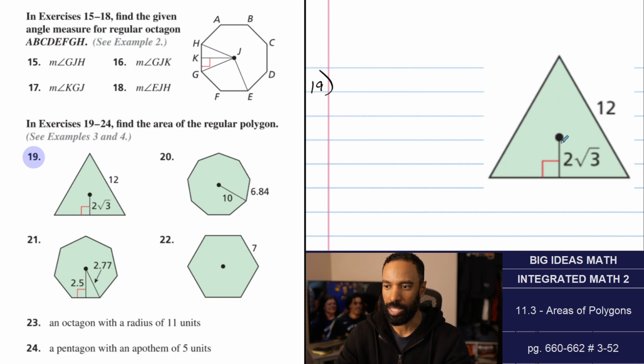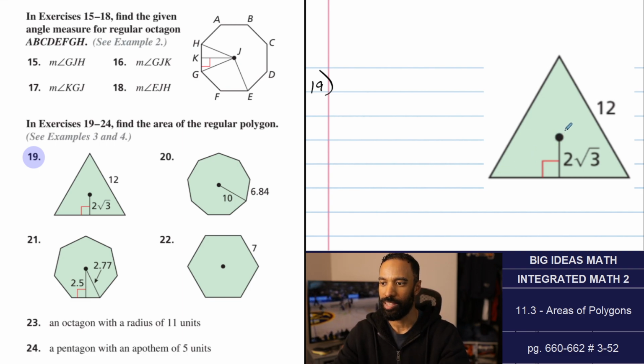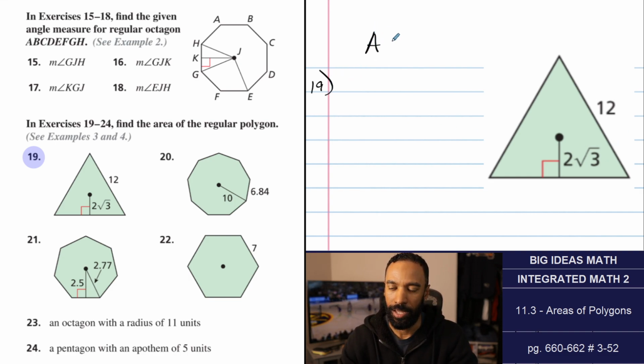Now, we don't need all those things. In fact, I'm not going to use any of them except for one of the, no, actually, I don't even need that. Here's all we need. We just need these 2 numbers here. The area of a regular polygon is 1/2 apothem times perimeter.